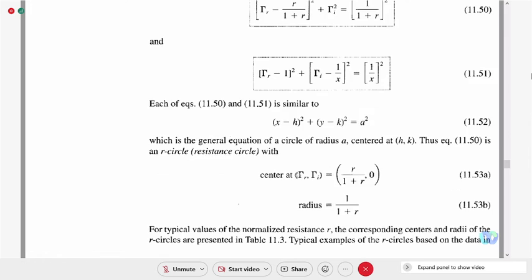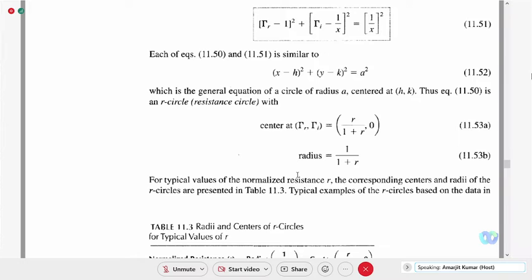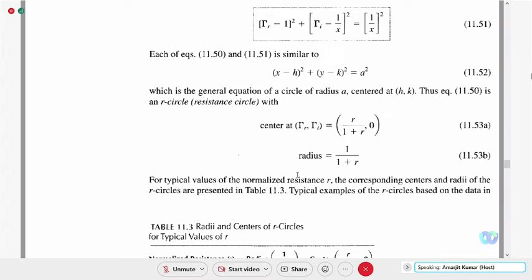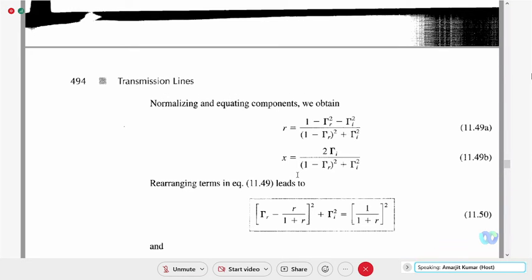Okay, so for the resistance circle we have center and radius. Radius is 1 upon 1 plus r, center is r upon 1 plus r comma 0. For the reactance circle, we have radius 1 upon x and center is 1 comma 1 upon x.